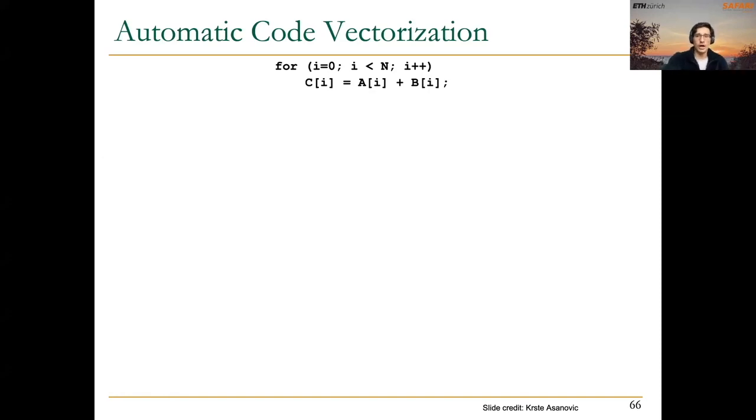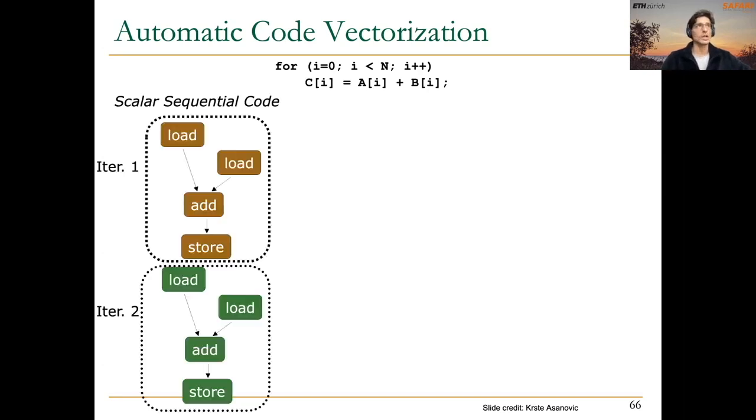Okay, now one of the things that we said before is that one of the disadvantages of SIMD processors is that it's difficult to write the code. Luckily, compilers have improved over the years, and they are even able to extract parallelism from the code. In a code like this, in a typical scalar sequential execution, we would do iteration after iteration: we load, add and store, load, add and store.